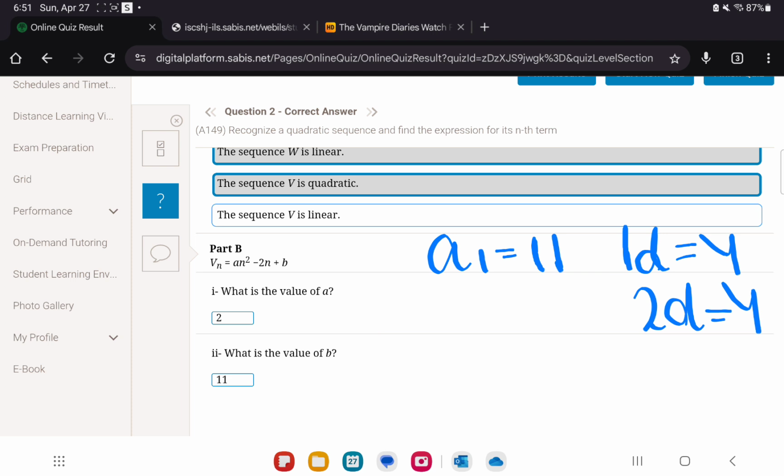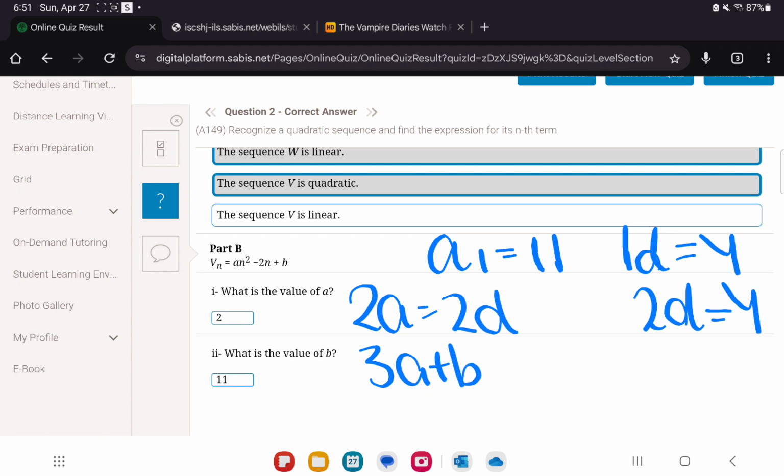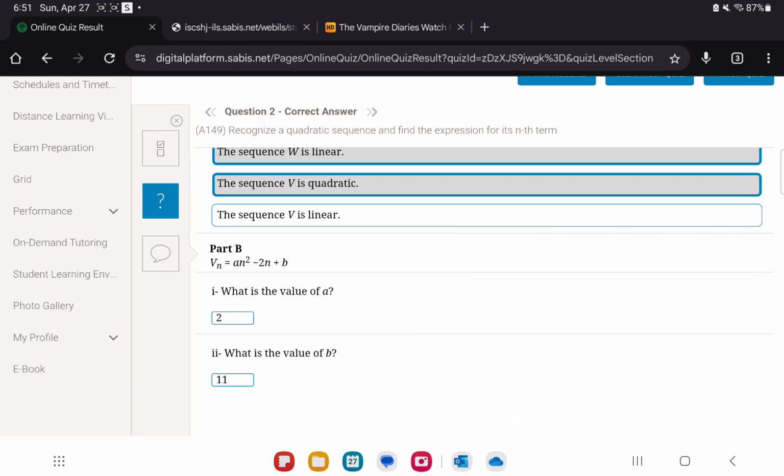Yeah, 2A is the second difference, and then 3A plus B is the first difference, and then A plus B plus C is the first number, okay? So 2A equals the second common difference. Let me erase everything. So 2A is the second common difference, which we said is 4. So A equals 2.